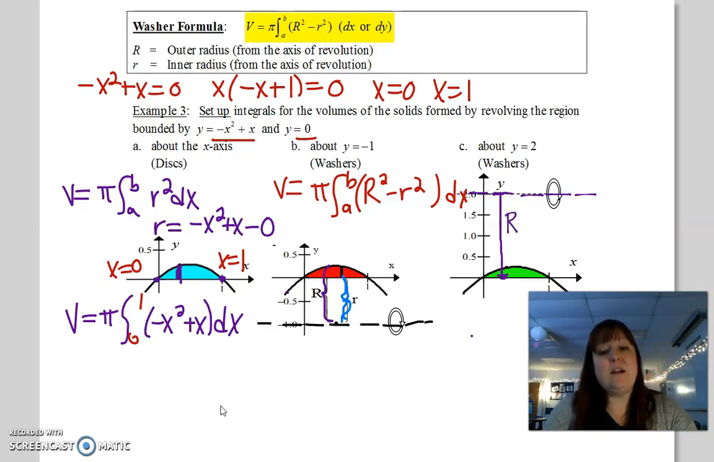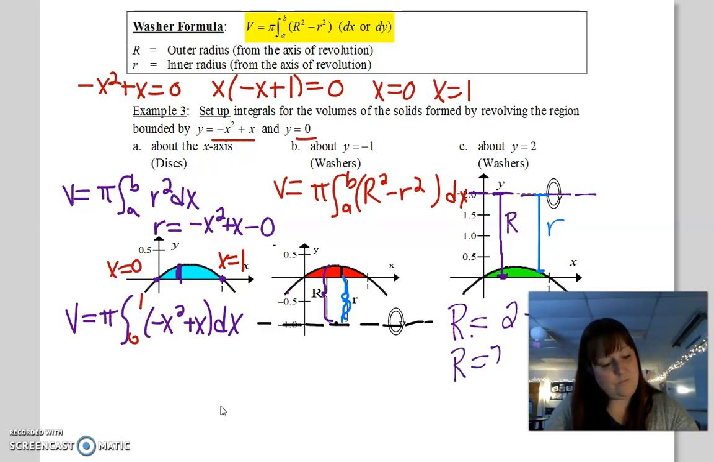And then little r is the space in between the axis of revolution and the closest point on our curve, so that's little r. And so if we want to figure out what little r and big R are, I keep saying that and I feel like a pirate. So big R equals top curve, which is 2, minus the bottom curve, which is 0. So big R equals 2.